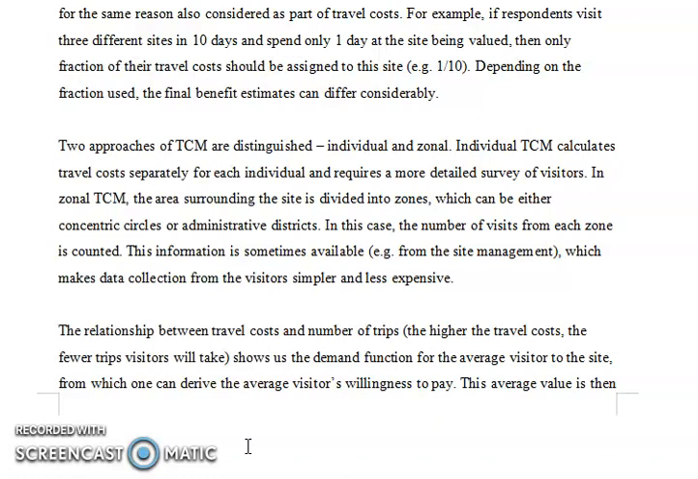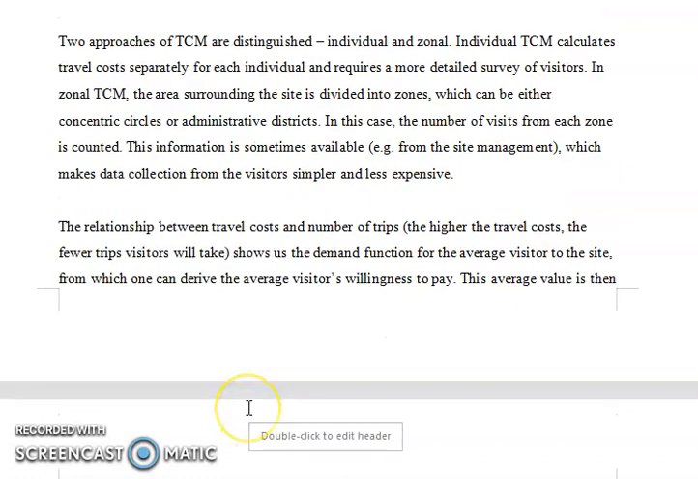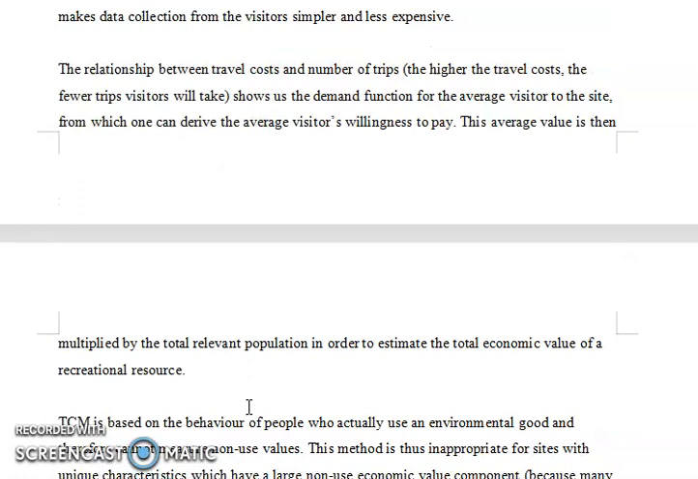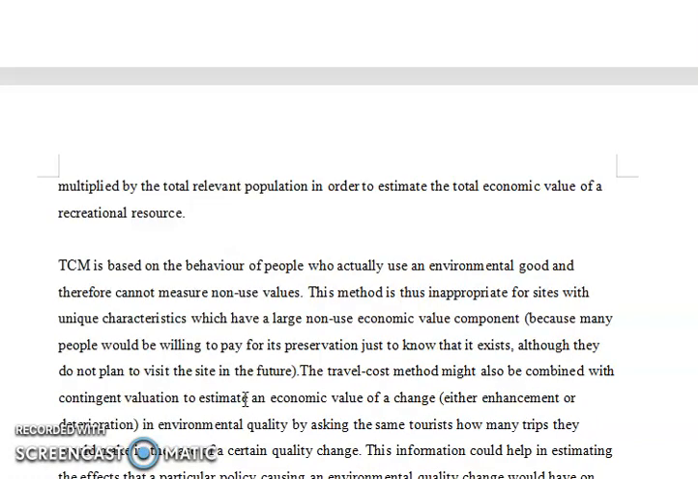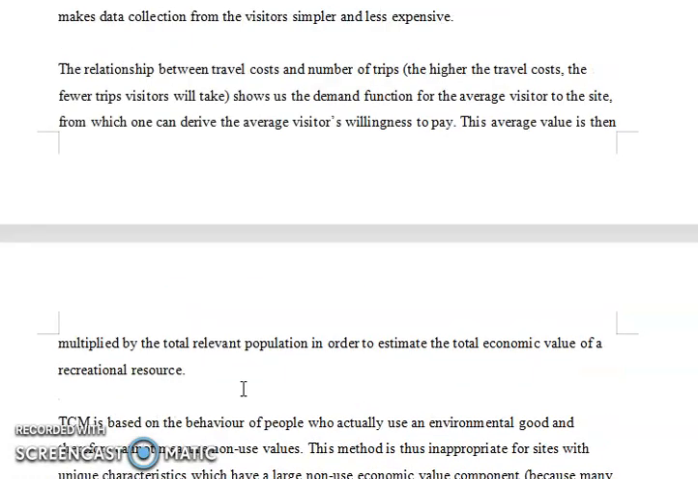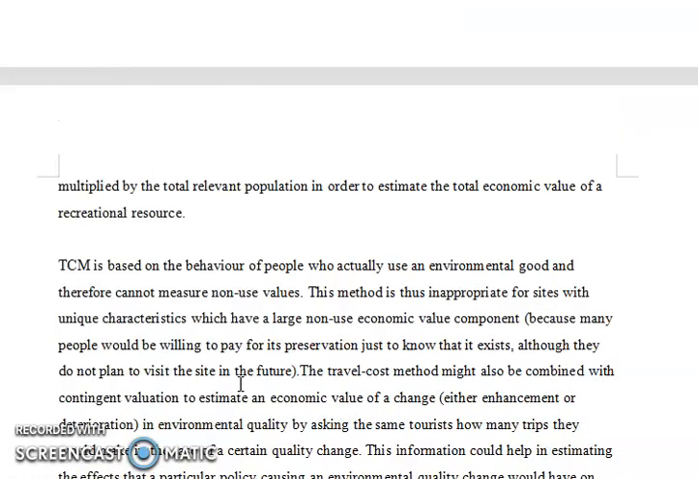The relationship between travel cost and number of trips shows the demand function for an average visitor to the site. The demand function represents two things, the travel cost and the number of trips, from which one can derive the average visitor's willingness to pay. This average value is then multiplied by the total relevant population in order to estimate the total economic value of a recreational resource.